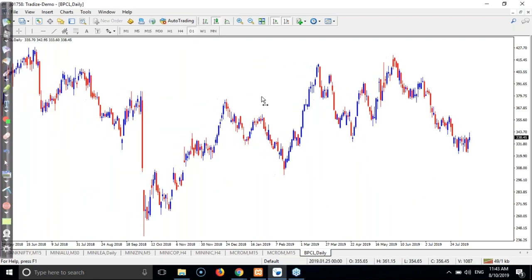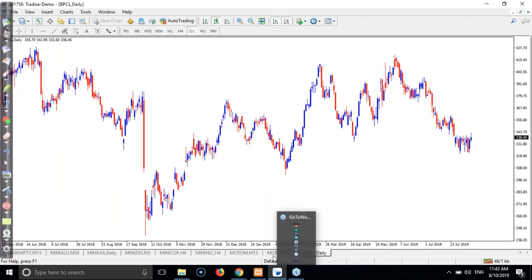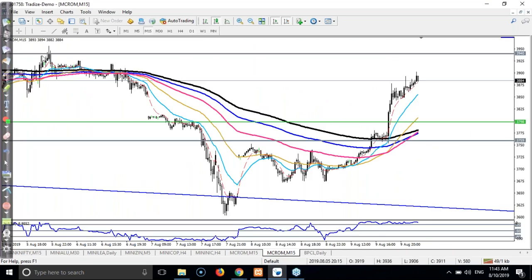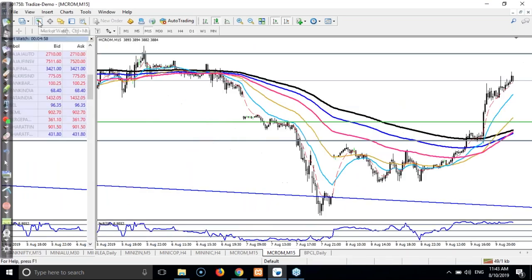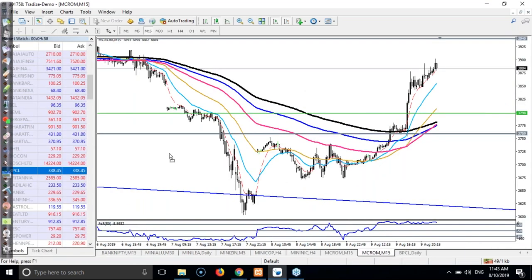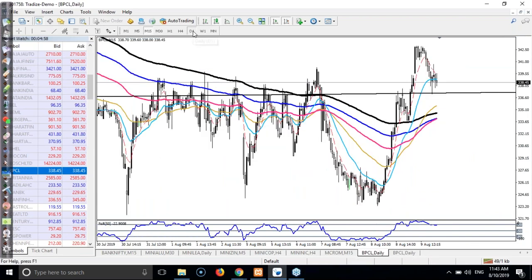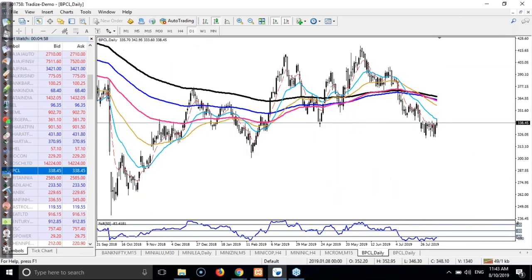Right, here you can see BPCL. Let me check it in a larger time frame, in the daily. Right, so let me show you what is called BPCL. Yeah, this is BPCL.